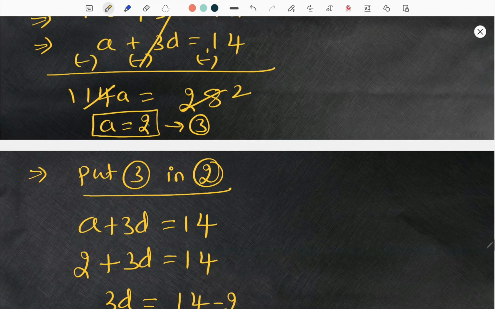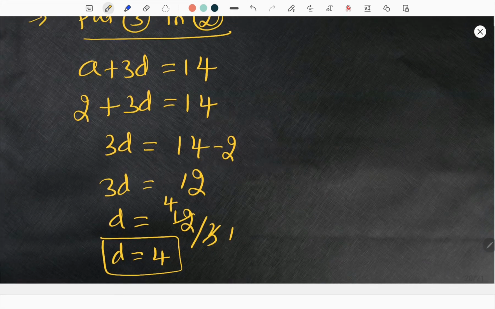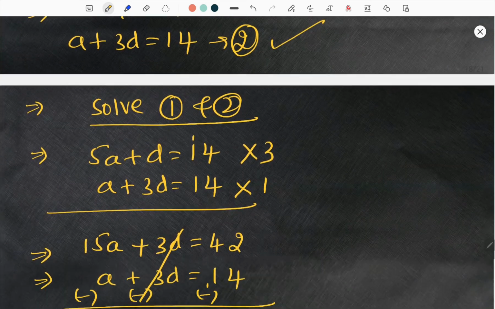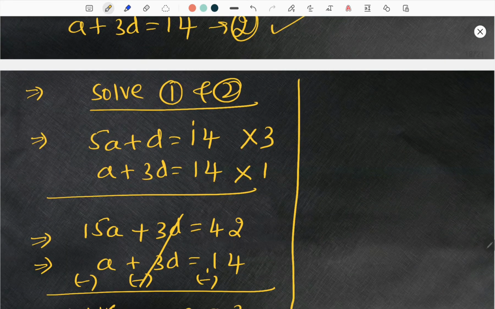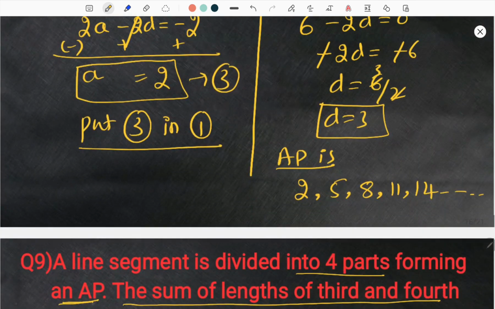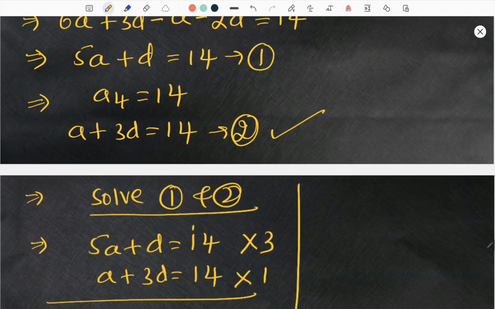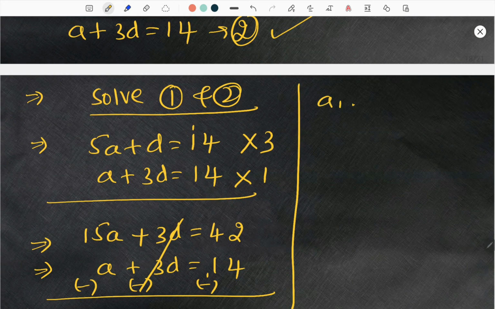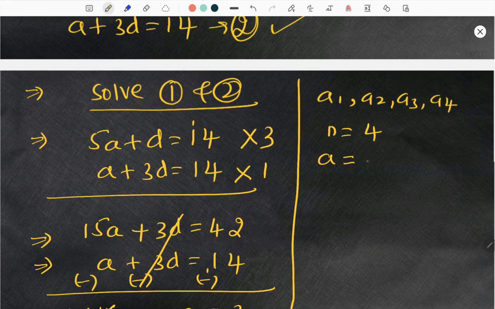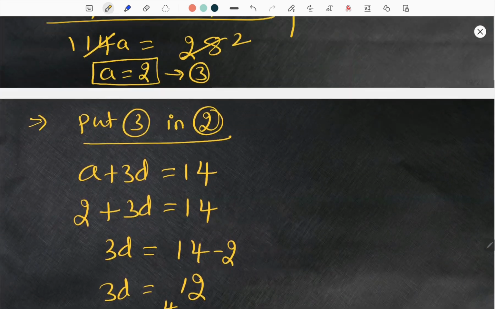What is the value of a? 2, and what is the value of d? 4. All right, now how many terms are there? How many terms, as in how much length is there? Look at this, 4 lengths are there, a1, a2, a3, a4. So these are the 4 lengths, that is the number of terms. How many terms are there? 4 are the number of terms. What is the first term we got? We got the first term as 2. What is the value of d? The value of d we also got, that is 4.